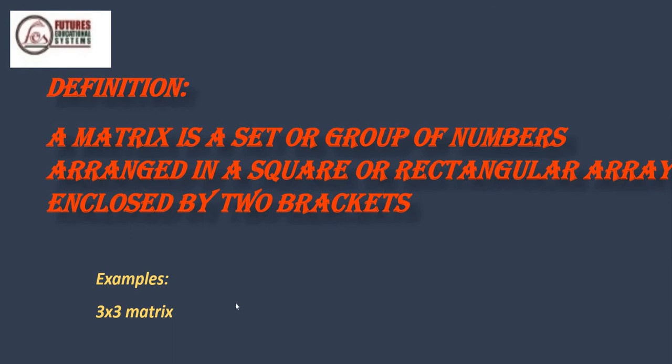A matrix of order 3 by 3 means 3 rows and 3 columns. These represent the first row, the second row, and the third row. But these represent the first column, the second column, and the third column, respectively. This matrix is of order 3 rows by 3 columns.